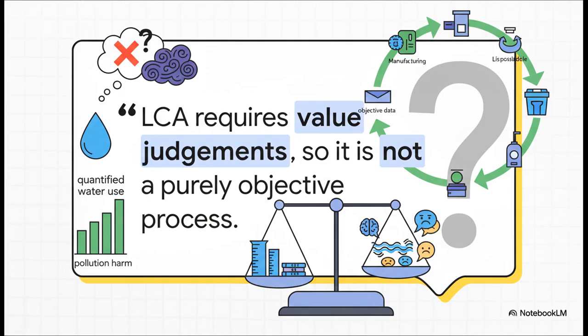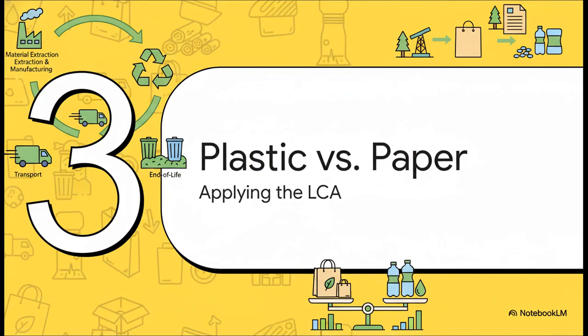Now listen up, because this is a massive hint for getting those top marks in an exam. This quote comes directly from your AQA specification. See, it's easy to put a number on how much water is used, but how do you put a number on the damage a pollutant does to a river? It's really hard, and it involves opinions, or what the spec calls value judgments. This means that an LCA, while it's a great tool, is never a purely objective, black and white process. Remember that.